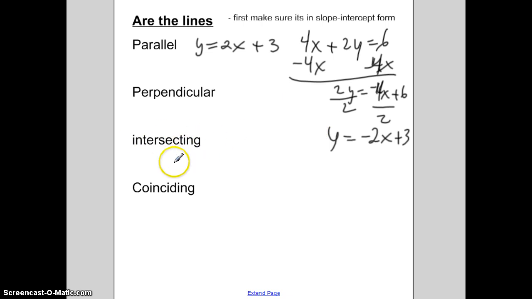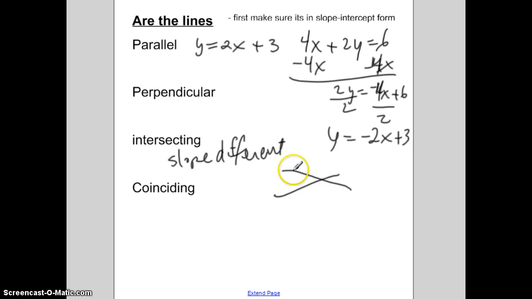They're just going to be intersecting anytime slopes are different, but not opposite reciprocals. So anytime slopes are different, they're going to be intersecting. Which means it just has a different steepness. So one has something like this, the other one has something like this. They're not parallel or perpendicular, but they just intersect.